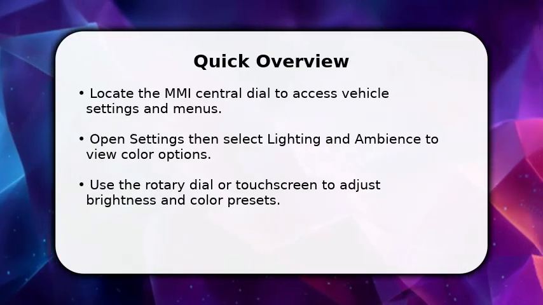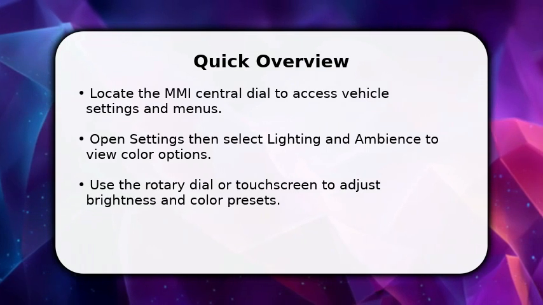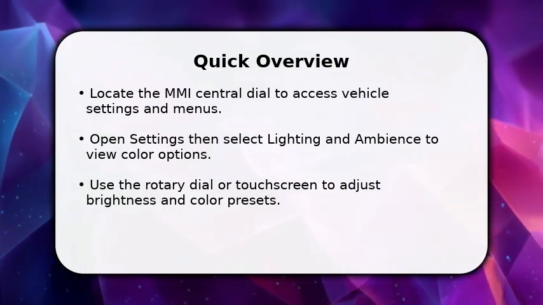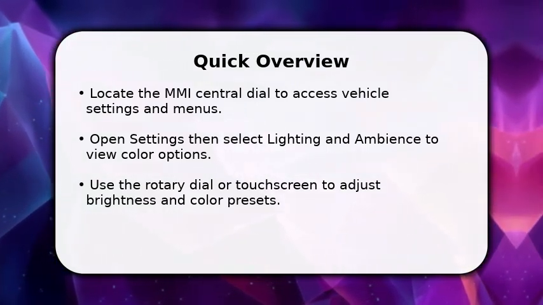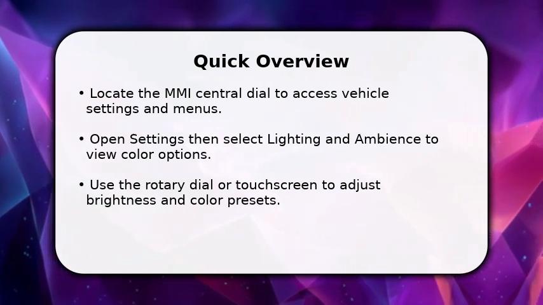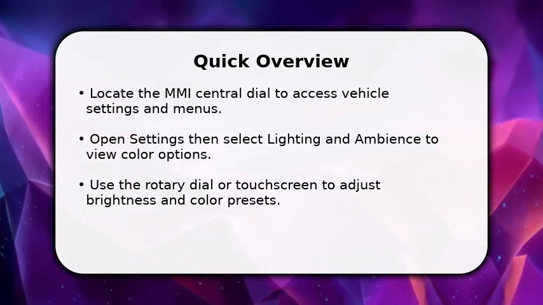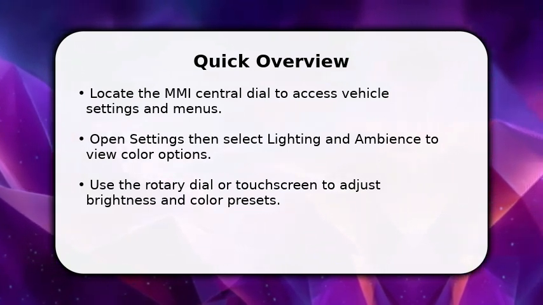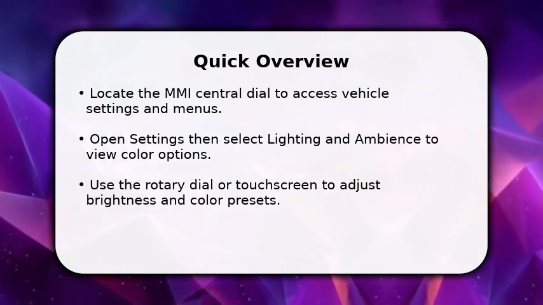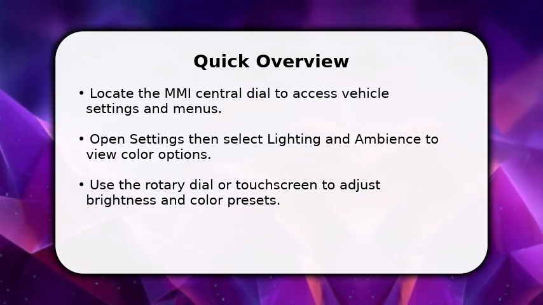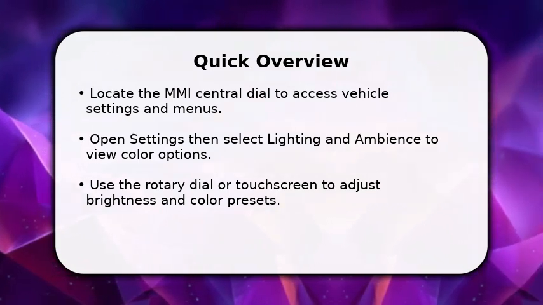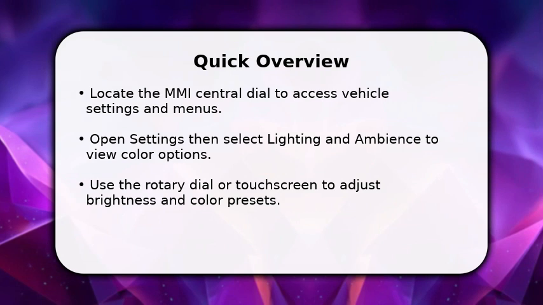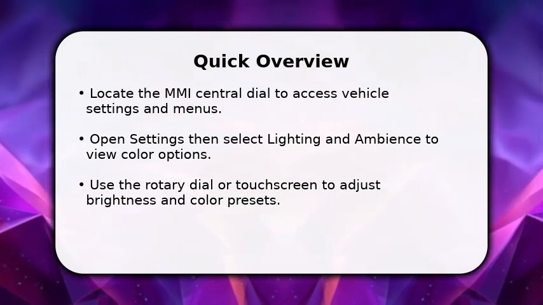In this video, I will explain how to change ambient lighting in the Audi Q8. Start by sitting in the driver's seat with the engine on and the MMI active. Turn the central dial or tap the screen to open settings, then choose Lighting and Ambience. Browse preset colors or use the custom color wheel to fine-tune hue and intensity. Save your preferred scene to a profile so lights return to your choice whenever you drive.